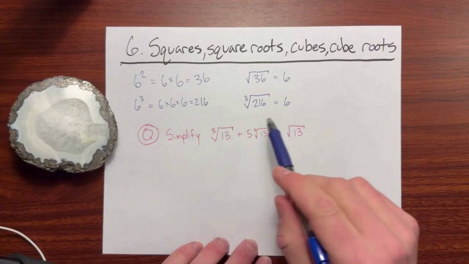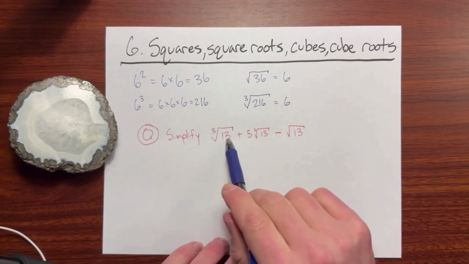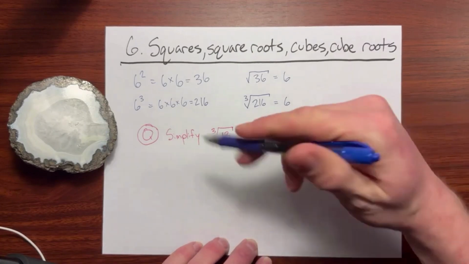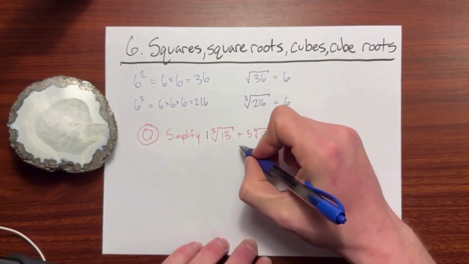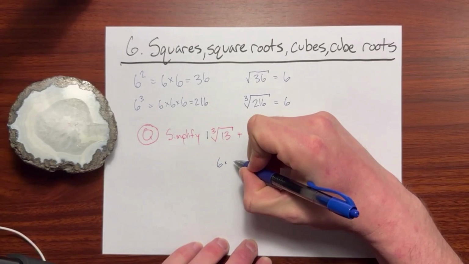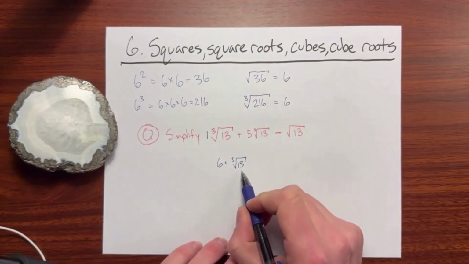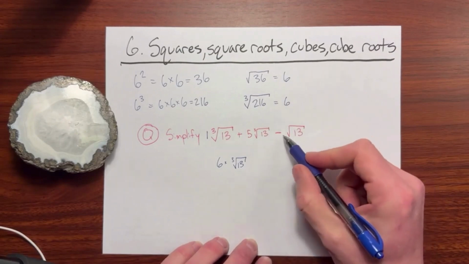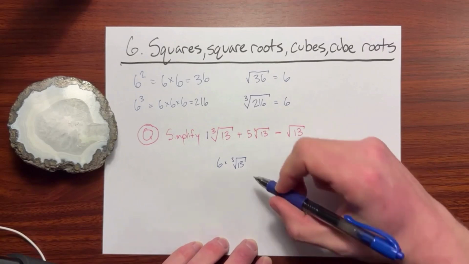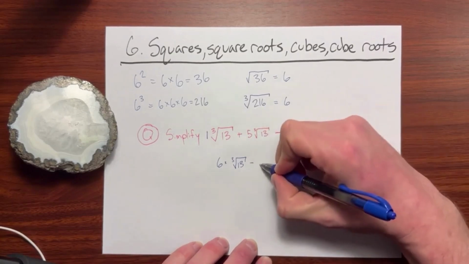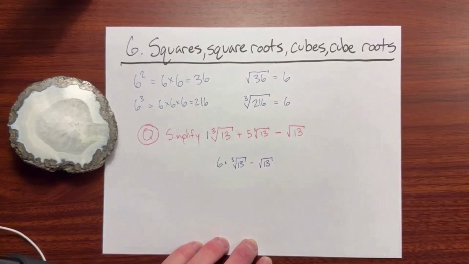And we can combine these two terms here since they're both the cubed root of 13. This would have a 1 in front of it since there's nothing there. So that would end up being 6 times the cubed root of 13. 13 is a prime number, so we're not going to reduce that. And then since this is a square root and not a cubed root, we cannot combine those terms. And so this is simply going to stay the same as minus the square root of 13.